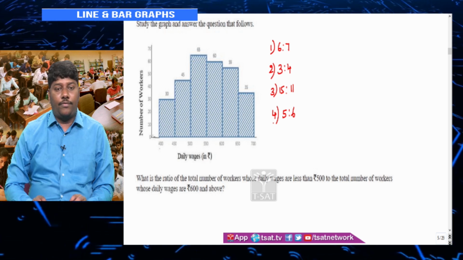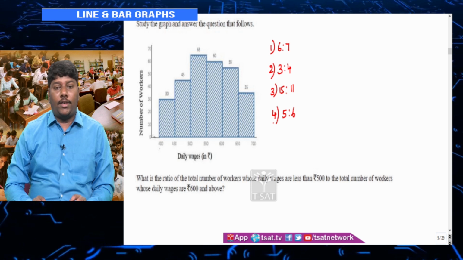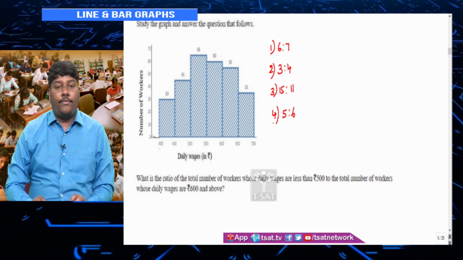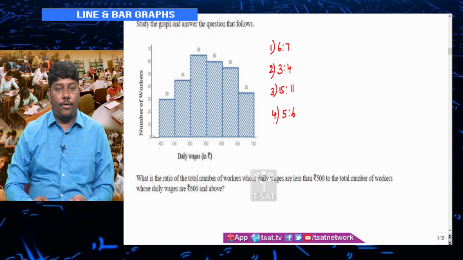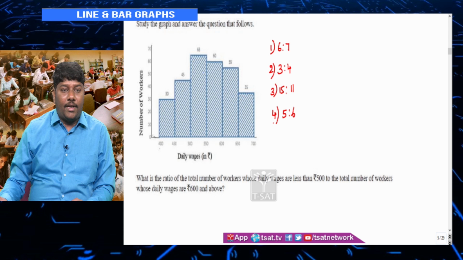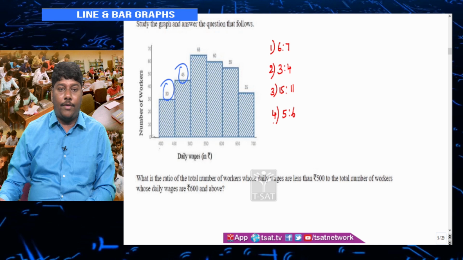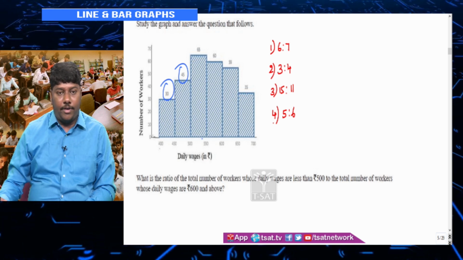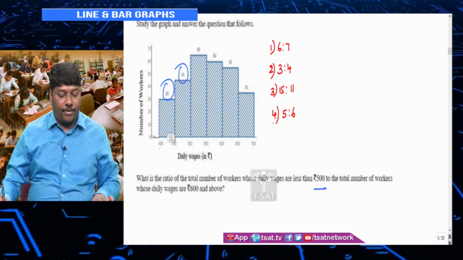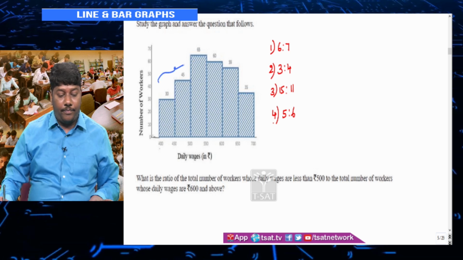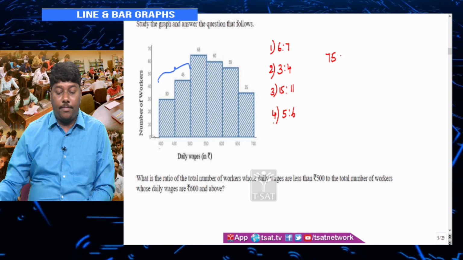What is the ratio of the total number of workers whose daily wages are lesser than 500 to the total number of workers whose daily wages are 600 and above? Look at the graph. Number of workers given 400 to 450, 450 to 500. There are 30 workers between 400 to 450, and there are 45 workers between 450 to 500. So, now he is asking you how many of them were less than 500. Less than 500, I would simply say 30 plus 45, that is 75 members are less than 500.